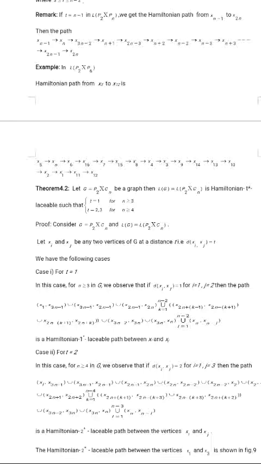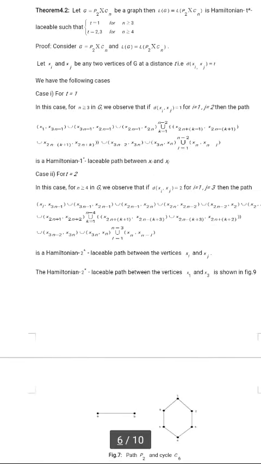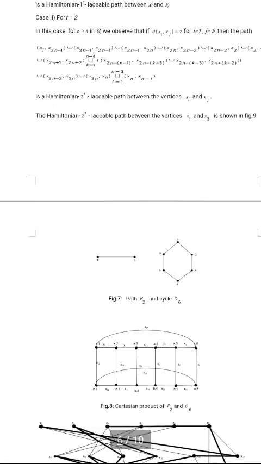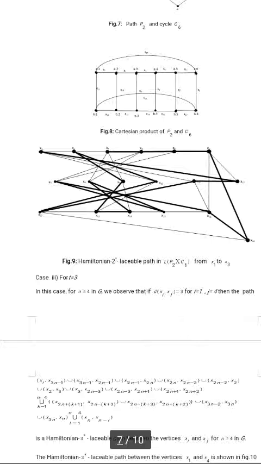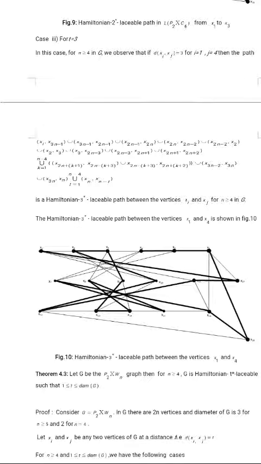So the maximum diameter is 3 here, t is equal to 1, 2, 3, and for that we are proving here. For t is equal to 1, this is the Hamiltonian path. For t is equal to 2, this is the Hamiltonian path. And then one more case is case 3. For t is equal to 3, this is the Hamiltonian path we get, and some illustrations are given here. Hamiltonian 3 star laceable path between x1 to x4 and so on.